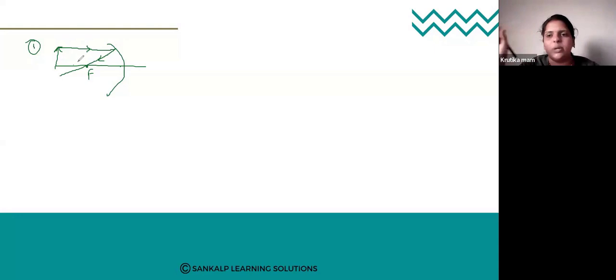So n number of rays will be there. In that, very few are going parallel to the principal axis and very few are going through the focus. This is the first case. Second case. So what is the second case here? In the second case, again the same.